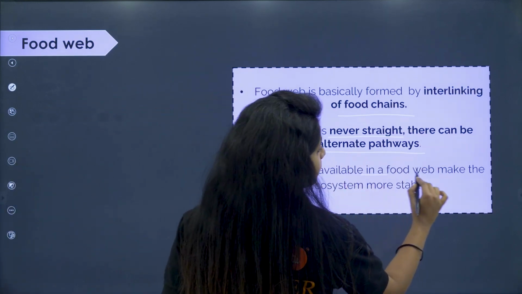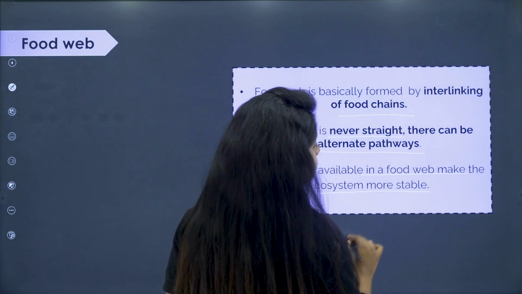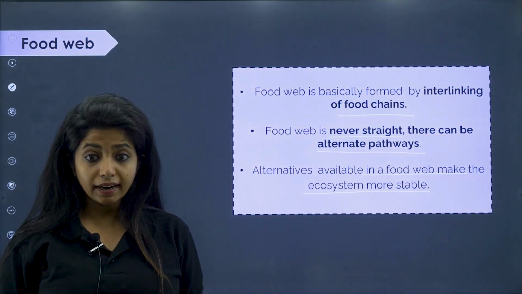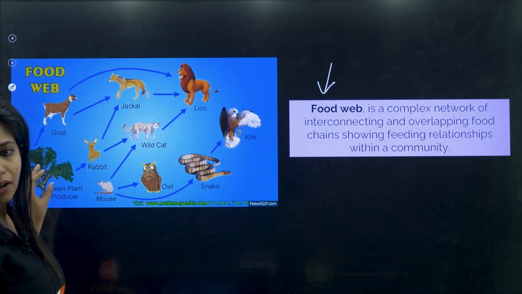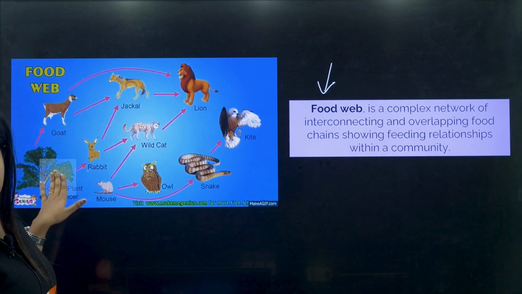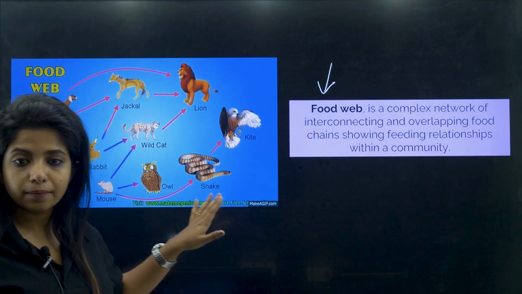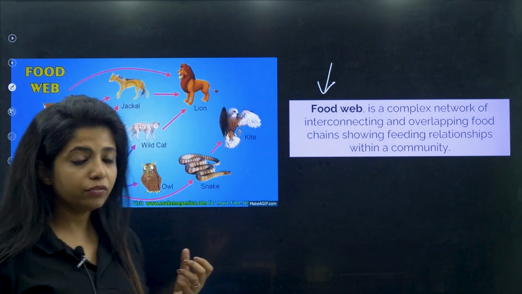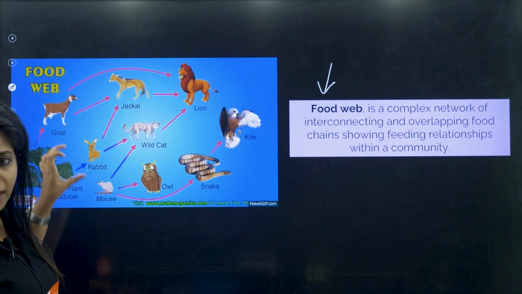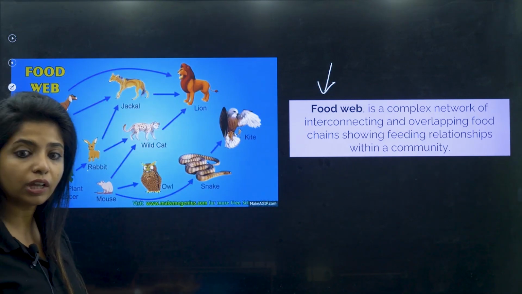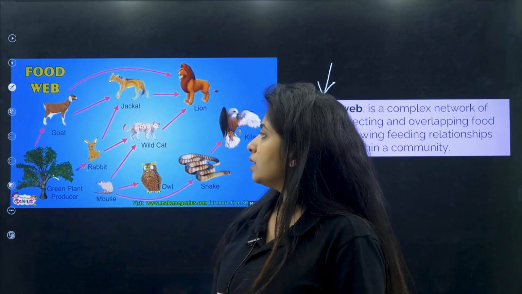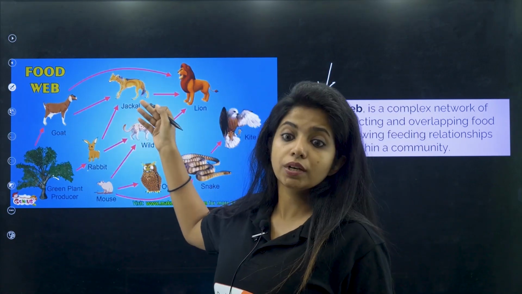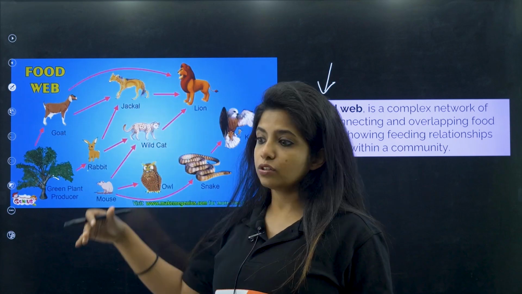Now alternatives available in a food web make the ecosystem more stable, right? Obviously, if there was only one organism eating the plants, the rabbit would be flourishing. There should be some competition among them. That's when the other organisms can also flourish. So there will be a balance. Otherwise, one organism will increase way too much, then the other organism which is feeding on it will also increase. So that is a problem.